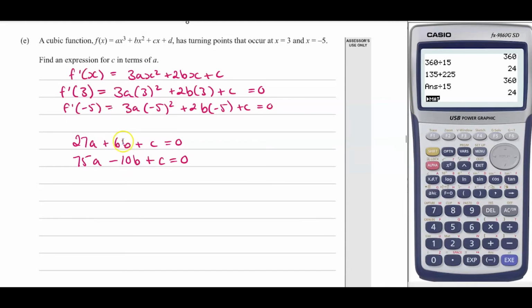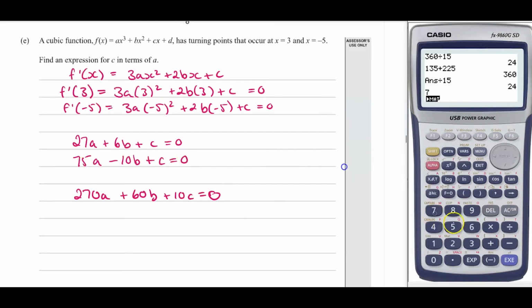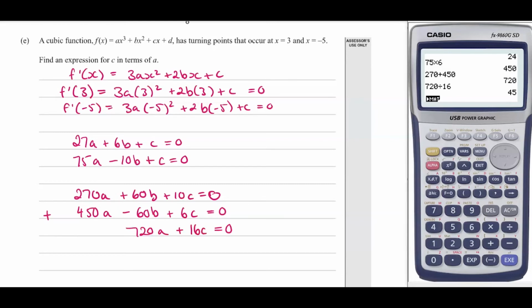So to make 6b into 60, we times it by 10. So that whole line times by 10 would look like this. And the second line, we times all of that by 6. And then add the two together. And then rearrange, so we've got c equals something in a, so c is equal to negative 45a.